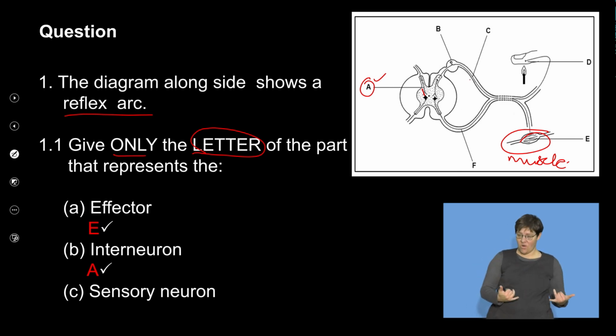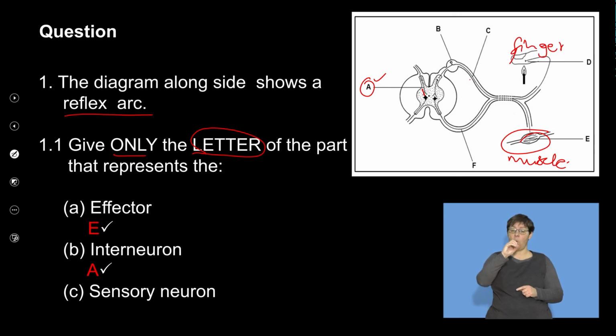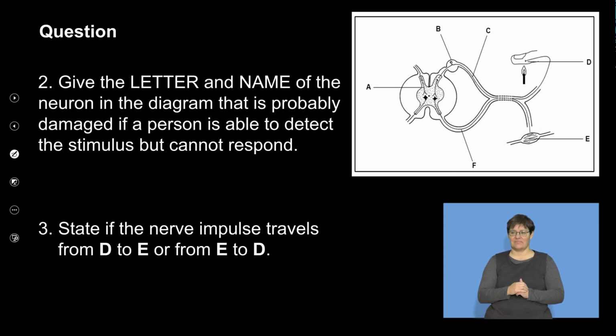Now we move to number C. The letter that represents sensory neuron. Remember, we've got a finger here as our sense organ, and then we need that neuron that represents sensory neuron. So it must be a neuron from the sense organ. Let's follow it until we can see which one. Good. The answer should be C. Let's see if you are right. Yes, it's C. Then we move to the next question.